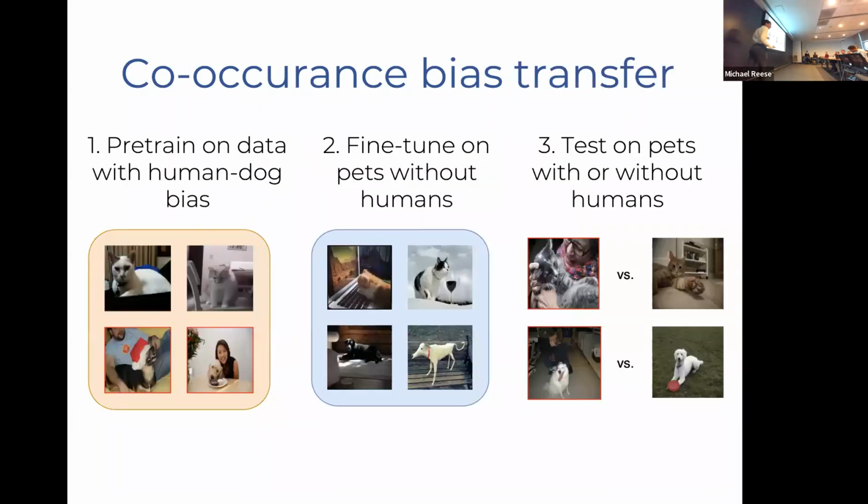Once again, let's set up this simple transfer pipeline where we're going to pre-train on data that has this human-dog bias. So in the pre-training data, dogs are likely to be shown with humans, whereas cats are not likely to be shown with humans. Now we're going to fine-tune on pets that have no humans whatsoever. So in this sense, our fine-tuning data is clean. There's no humans whatsoever. The humans only exist in your pre-training data. And now we're going to test on pets with humans.